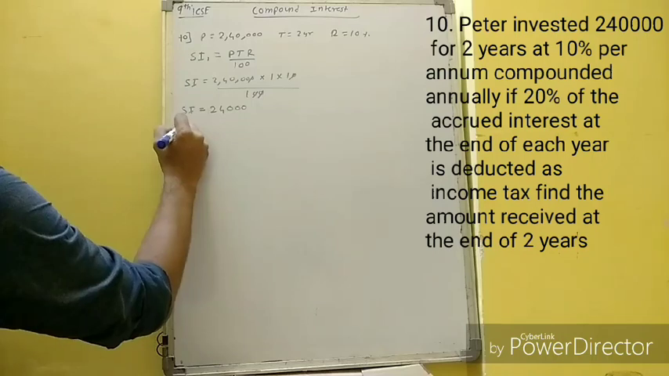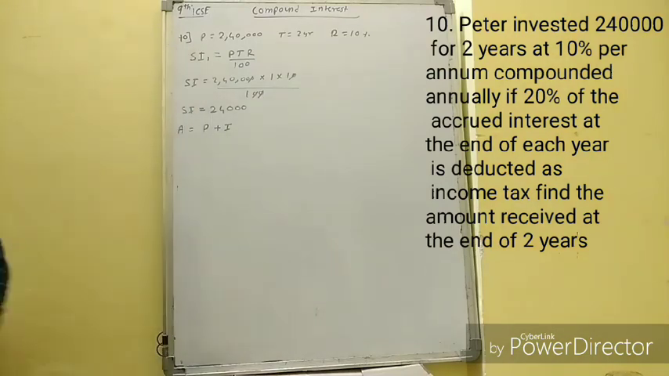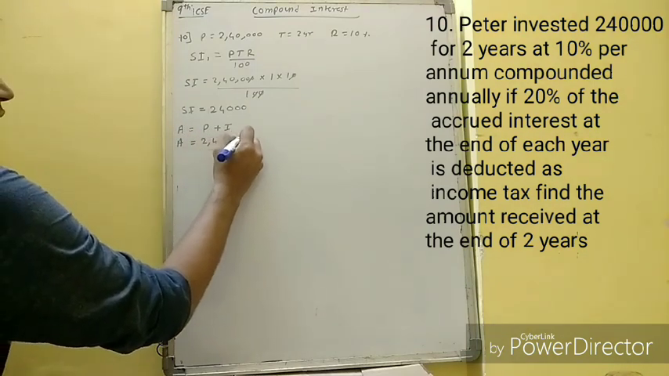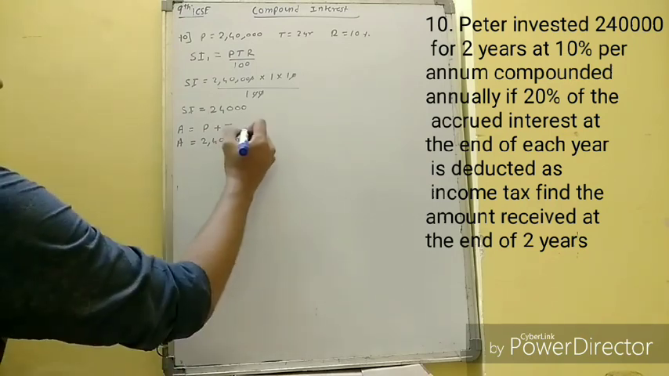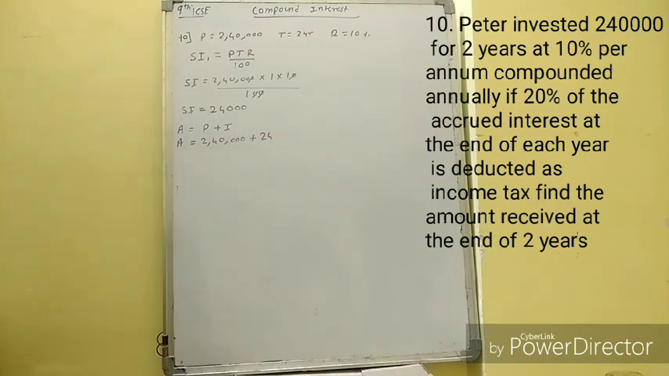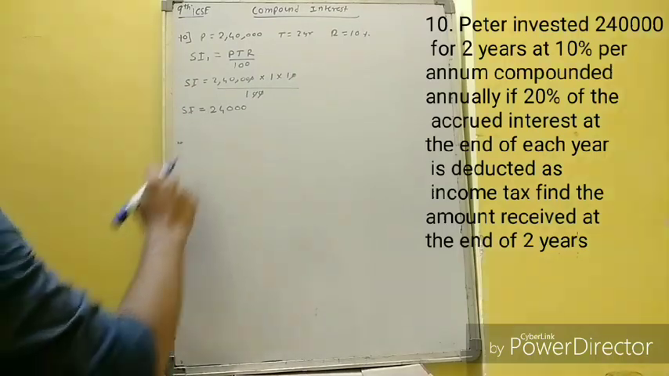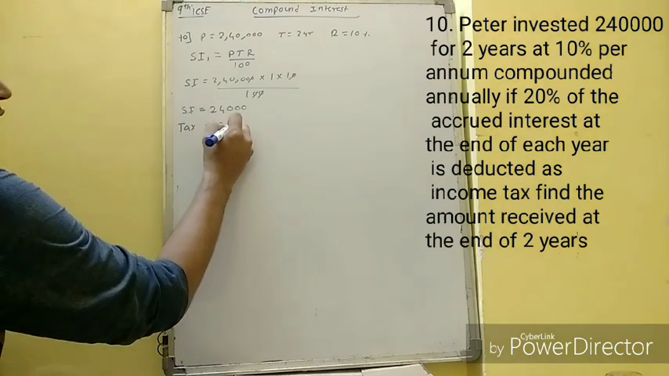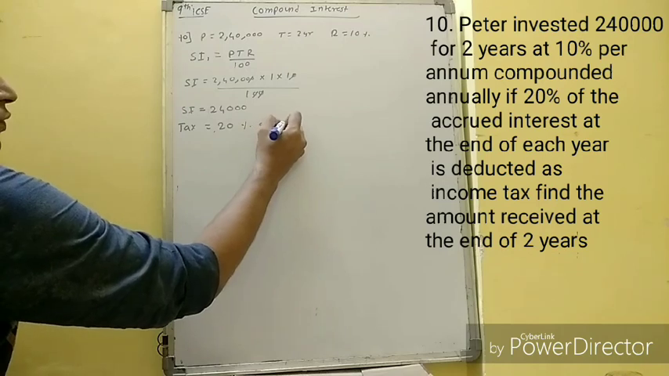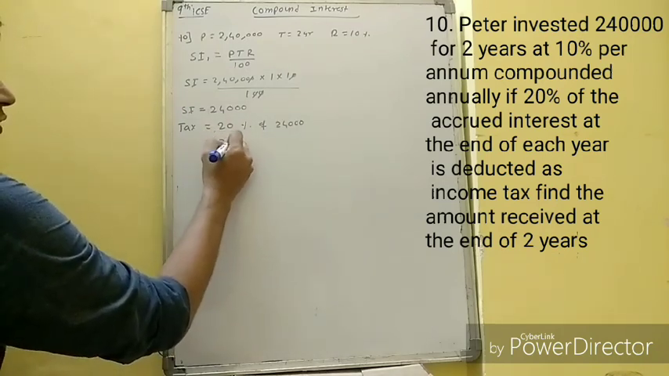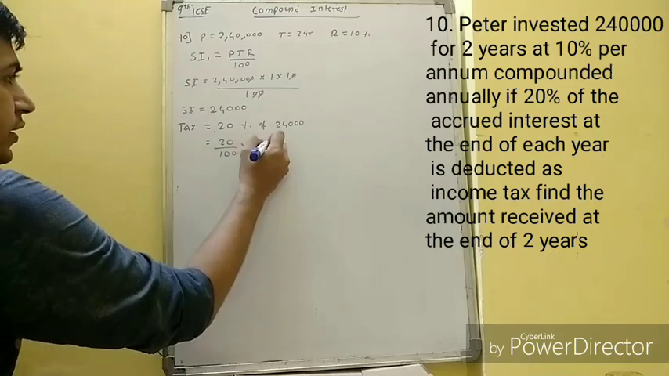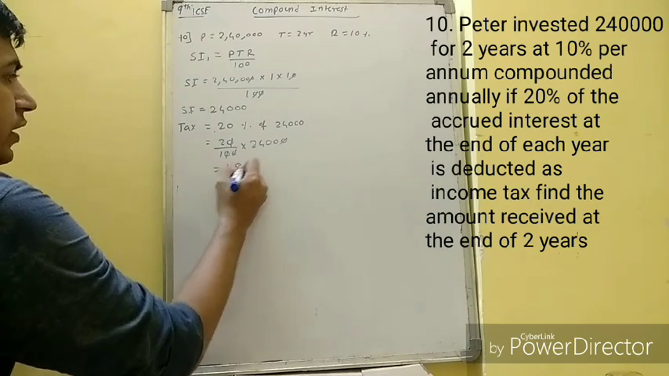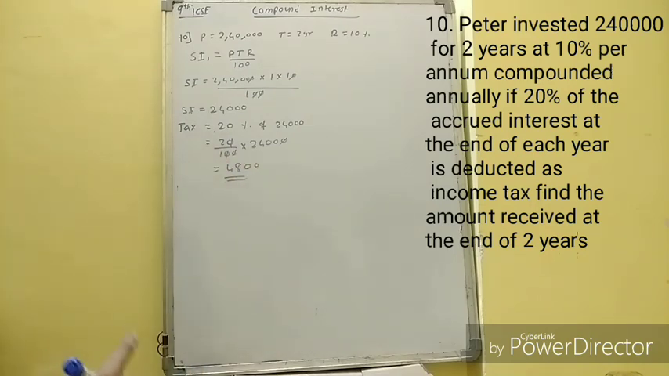Okay, now the amount is equal to principal plus interest. So the amount is equal to, what is the principal? 2,40,000, and what is the interest? 24,000. Okay, one minute. So before doing this, I need to pay 20% as tax to the government. Therefore, tax is equal to 20% of 24,000, which is 20 upon 100 multiplied by 24,000. Zeros get cancelled. 24 times 2 is 4,800. Okay, 4,800 is the tax which is paid to the government.